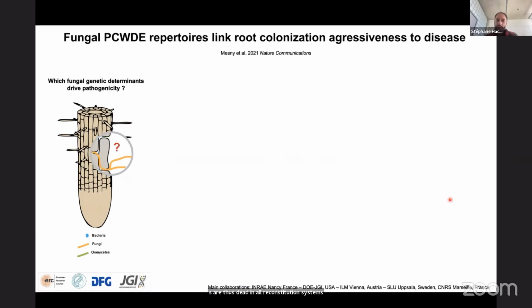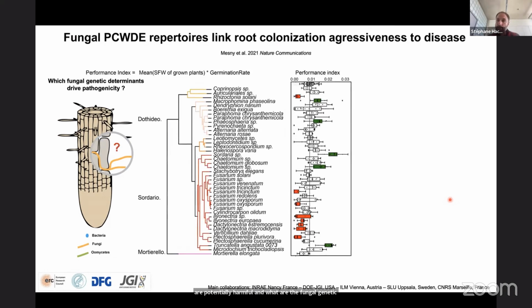So the next obvious question we ask is why these fungi are potentially harmful and what are the fungal genetic determinants that drive pathogenicity? So to do that, we performed a monoassociation experiment, so a recolonization experiment of Arabidopsis using each of these fungi individually, and we looked at the effect on plant performance. So we identified many fungi that have neutral effects, few that have beneficial effects, and again, some of them that are highly detrimental for Arabidopsis.